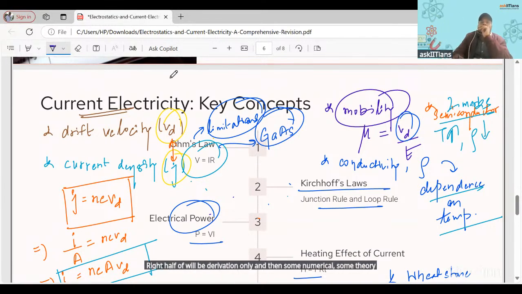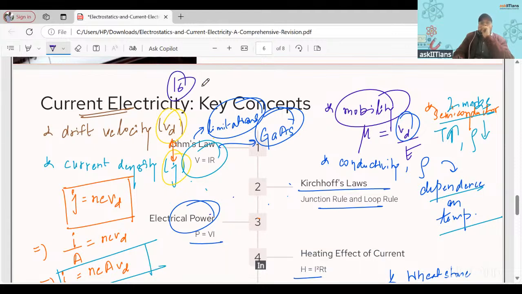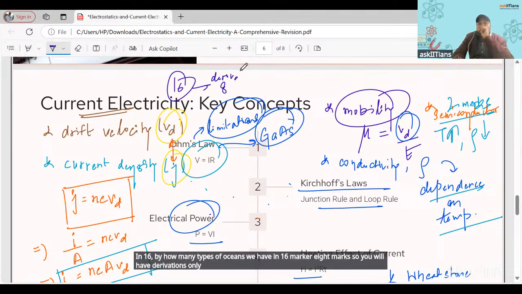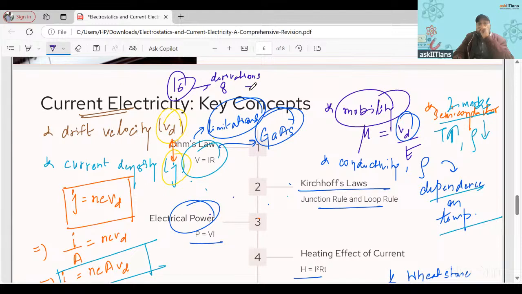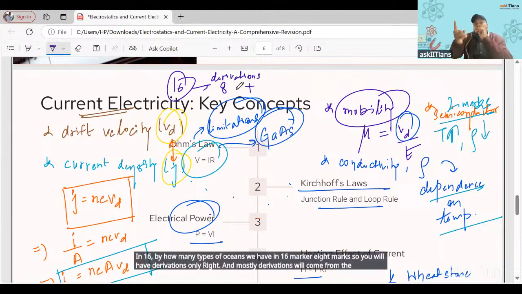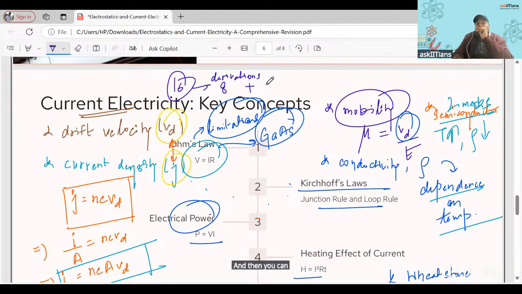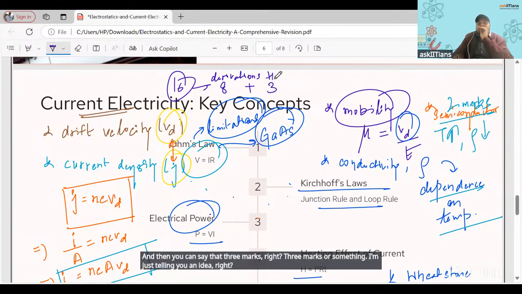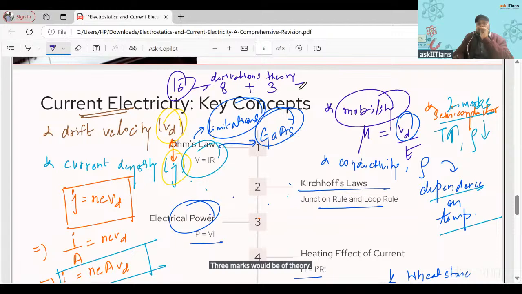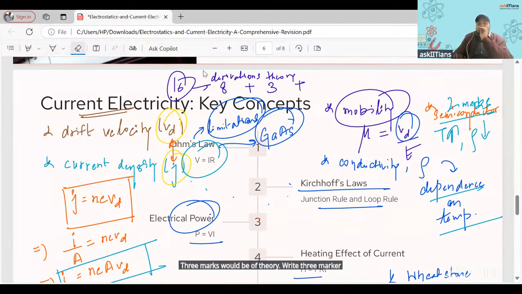In the 16 marker, 8 marks will be derivations only. My voice is clear, right? Mostly derivations will come from the dipole part and the Gauss law application part. Then 3 marks or so, I'm just giving you an idea, 3 or 4 marks would be theory.